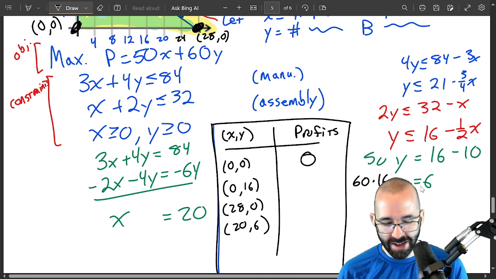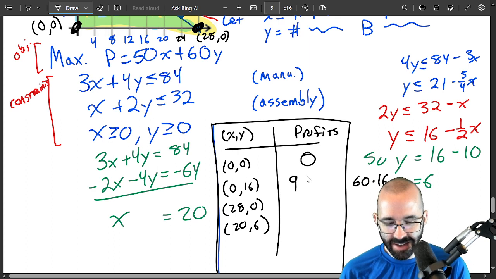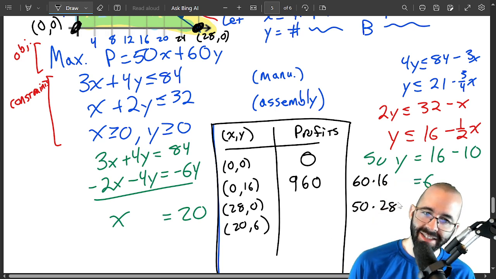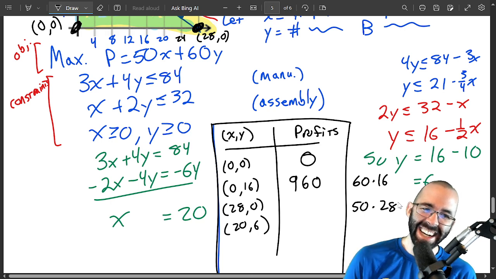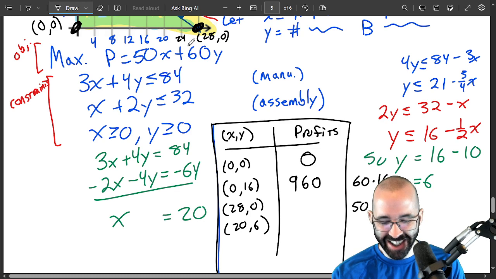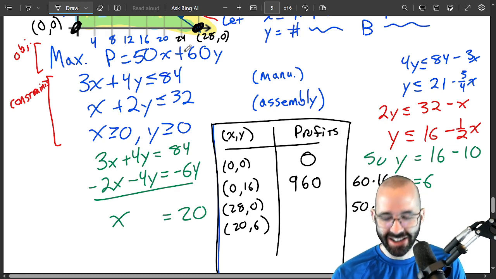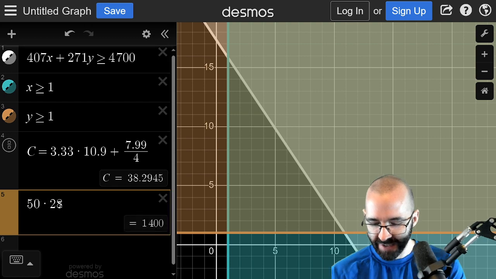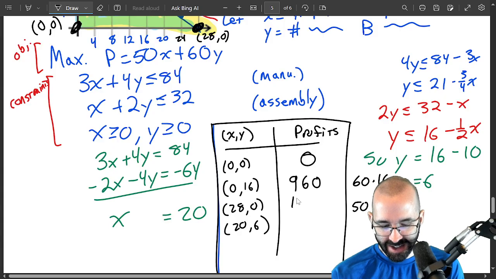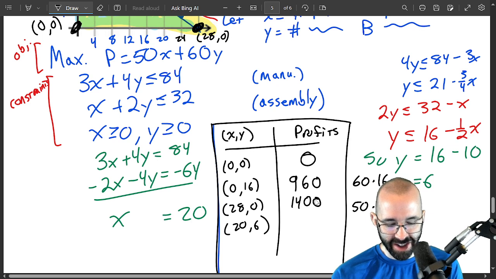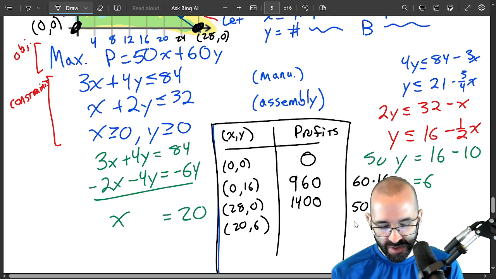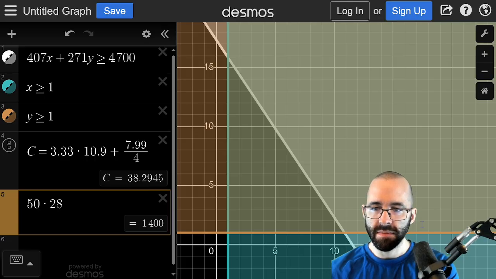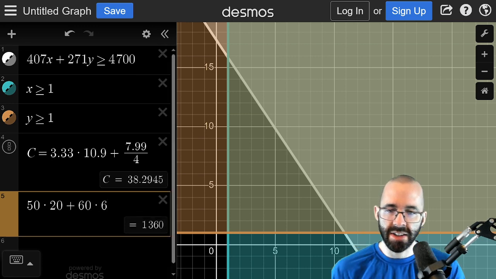Right, that's going to be 960. 50 times 28, and 0 times the other thing. Let's use a calculator. I'm going to need it for the last one anyway. 50 times 28 is 1,400. If you have already discovered a mistake, just let me know. And last is 50 times 20 plus 60 times 6. That's going to be 1,360.